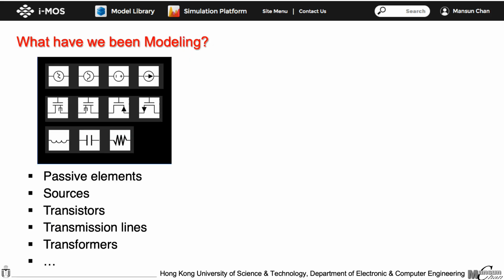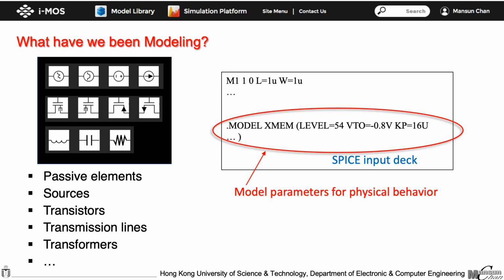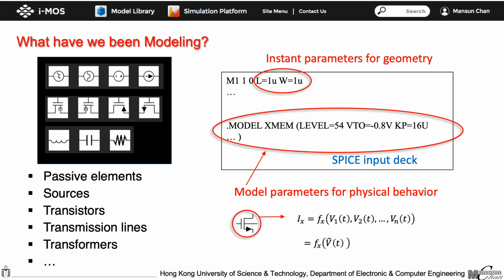Let's take a look at the characteristics of the devices we have been modeling. I've collected a list of devices we find in SPICE today, which includes passive elements, voltage and current sources, transistors, etc. A typical input deck of a device in SPICE is given here. For this device, the characteristics are determined by the model parameters that govern the device physics, and the instance parameters that describe the structure of the individual device. All these parameters are only input parameters that remain constant over the entire simulation. And the model will calculate the currents with the given parameters when the terminal voltages are provided.